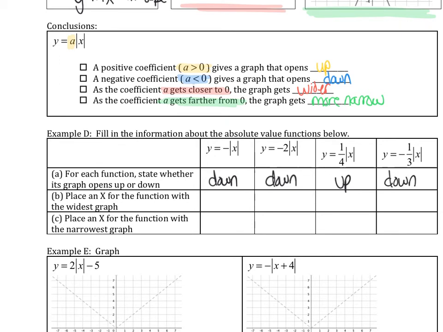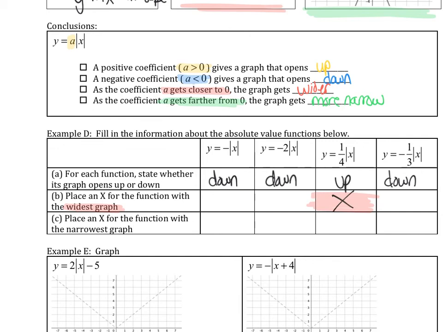Then it says to place an x on the function with the widest graph. Well, remember, the widest graph is the one that has an a, or a number out front, that's closest to 0. So out of all these numbers, the one that is closest to 0 is y equals 1/4 absolute value of x, because 1/4 is the closest to 0. So our answer there would be this function, okay?